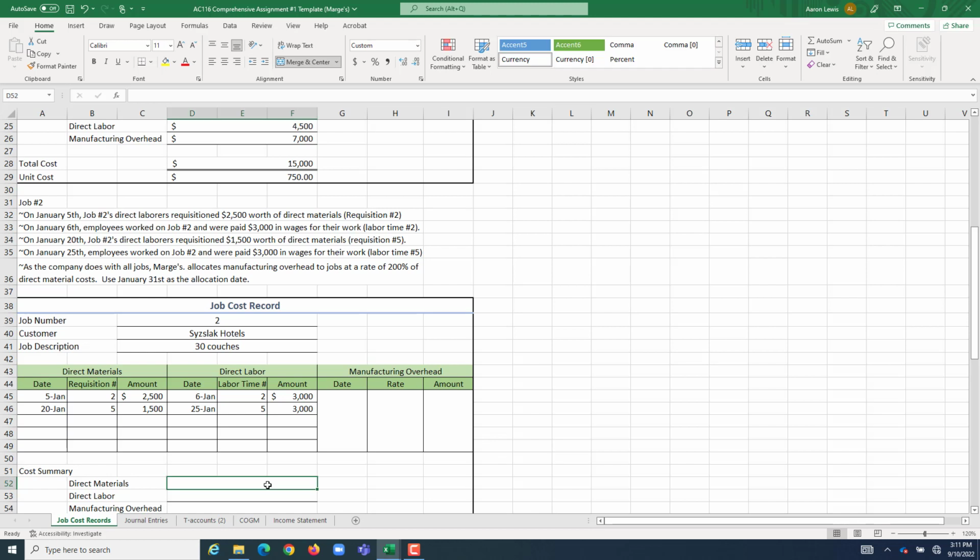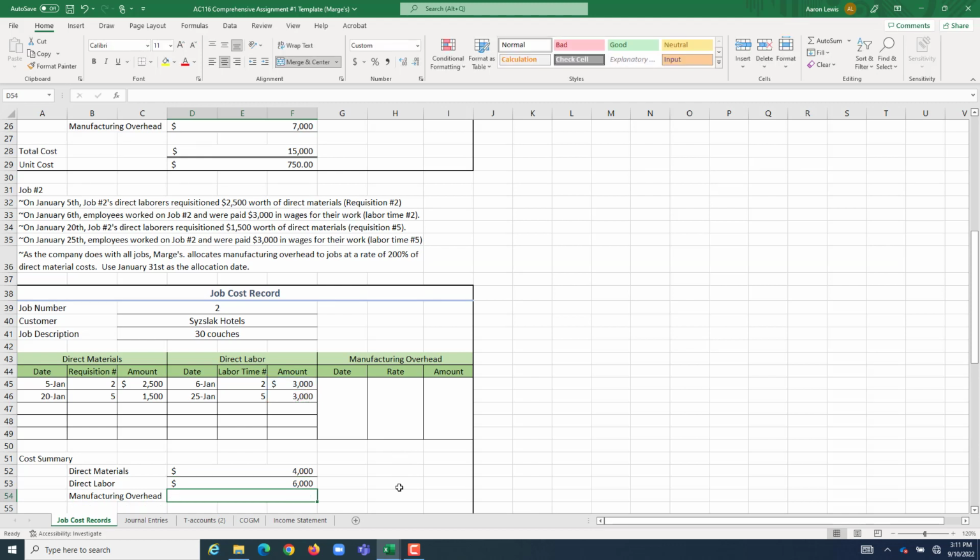So what were the total direct materials used? Well, we took $2,500 here and $1,500 here. That means in total $4,000 worth of materials were used in this job. Direct labor costs, it was $3,000 on the 6th and another $3,000 on the 25th. If we add those two together, that is $6,000 worth of direct labor costs.